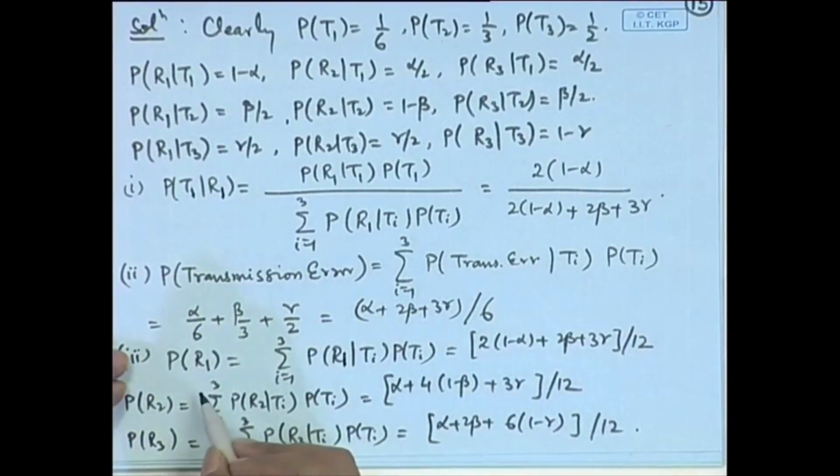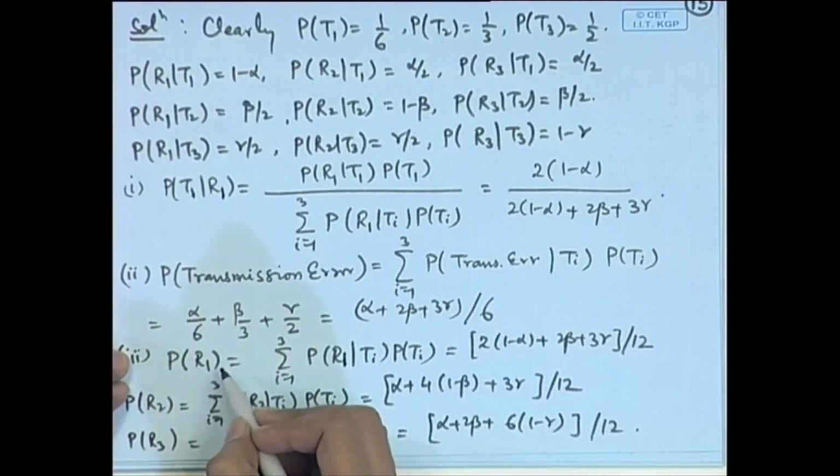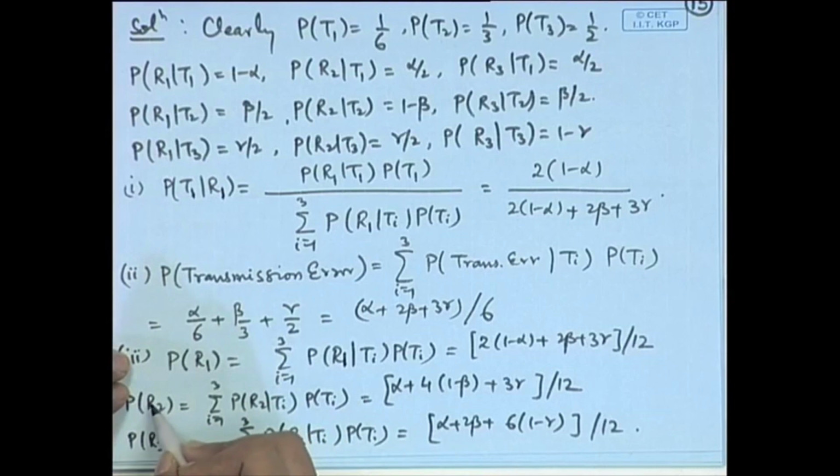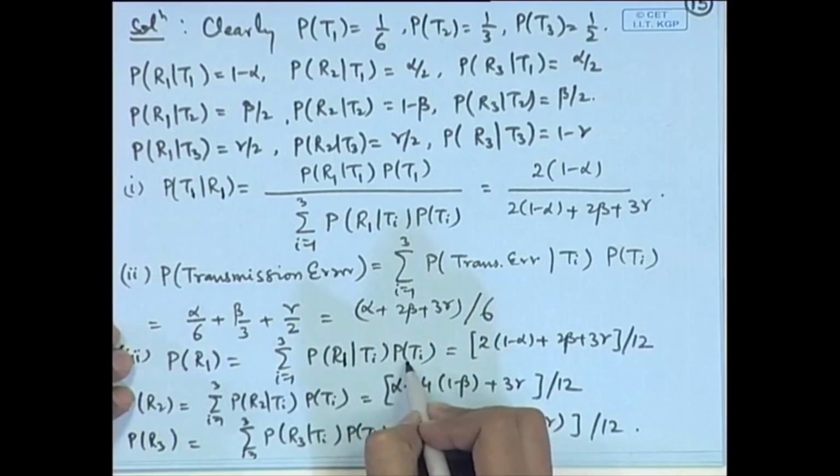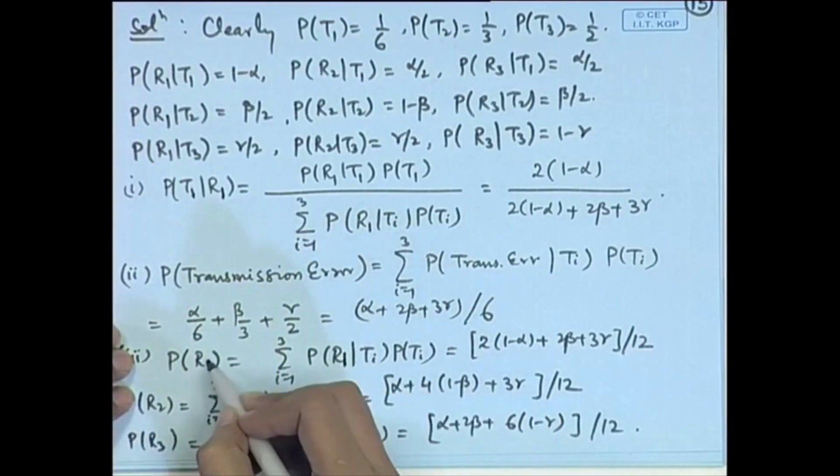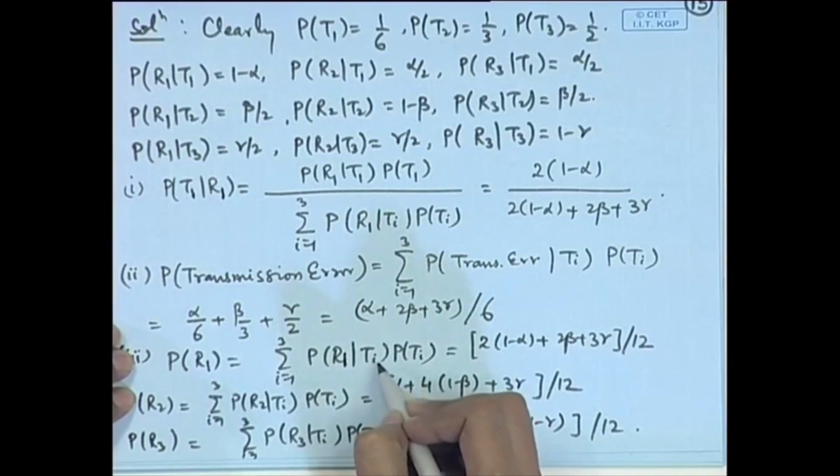What is the probability that digit 1 is received? What is the probability that the digit 2 is received? What is the probability that the digit 3 is received? In each of these cases, the digit getting received is a consequence of the digit being sent.